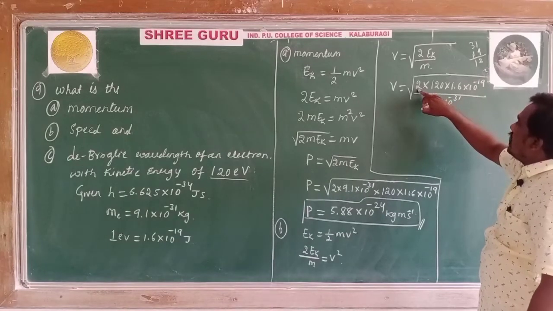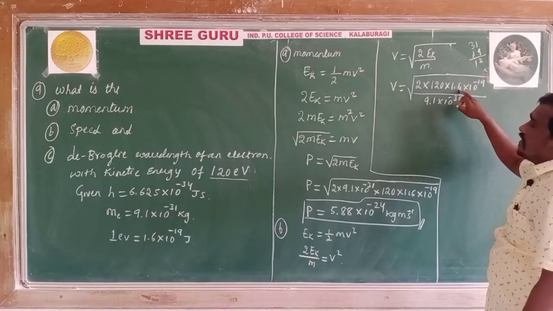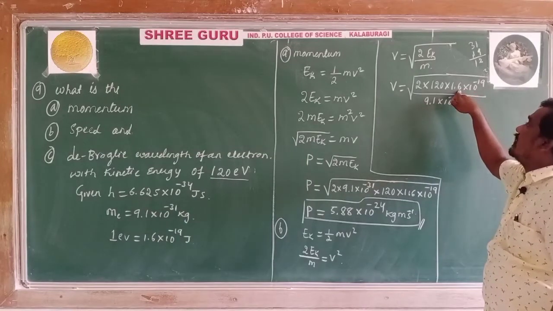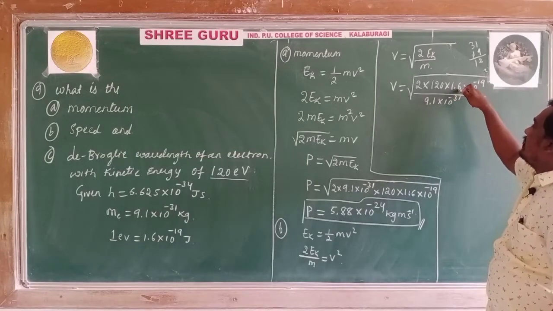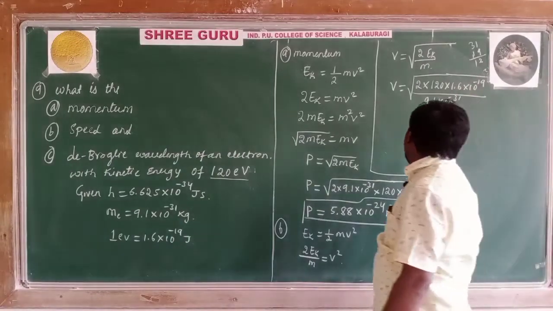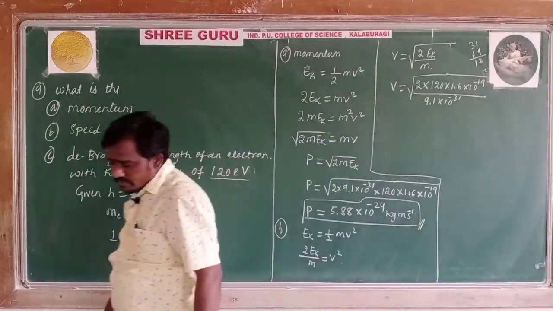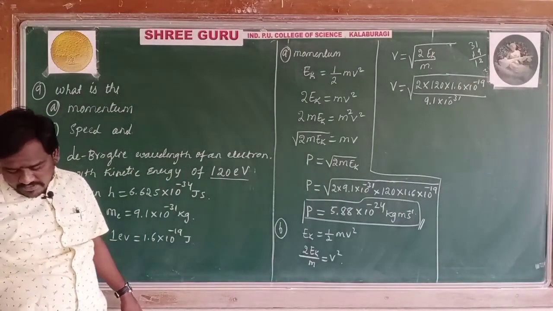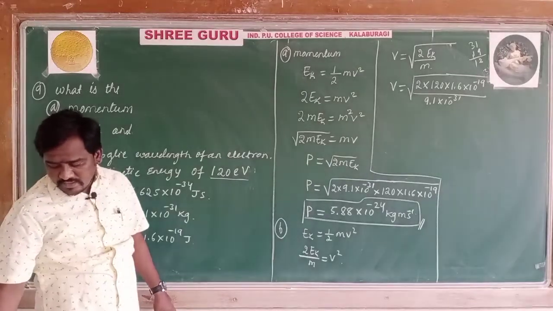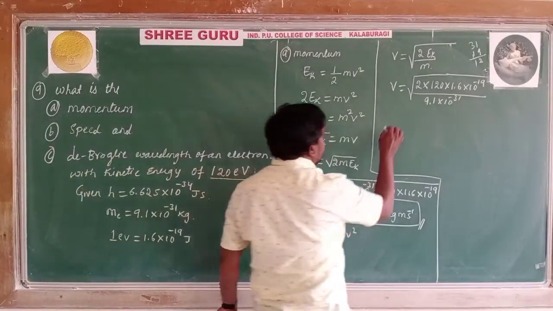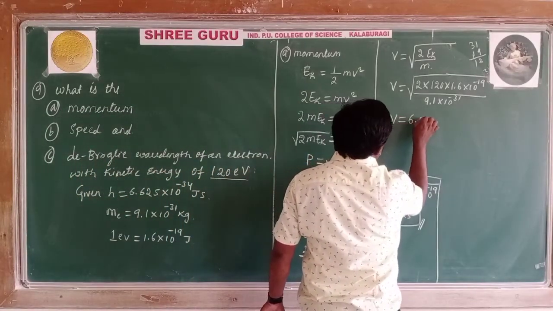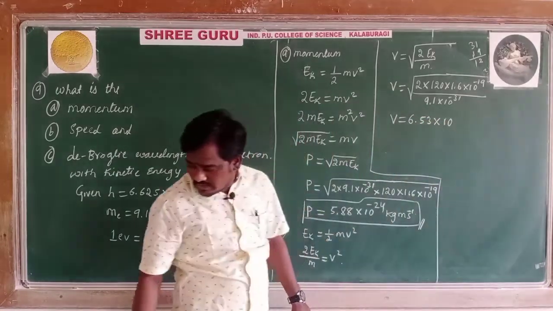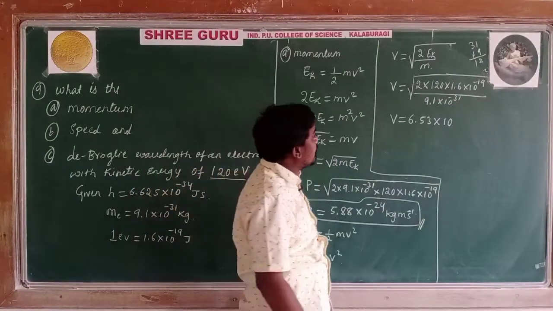Now multiply 2 into 120, that is 240, into around 1.5, nearly about 600 something, divided by 9.1. The conversion is 10 to the power 12. What is our answer? 6.53 into 10 to the power 6 meter per second.